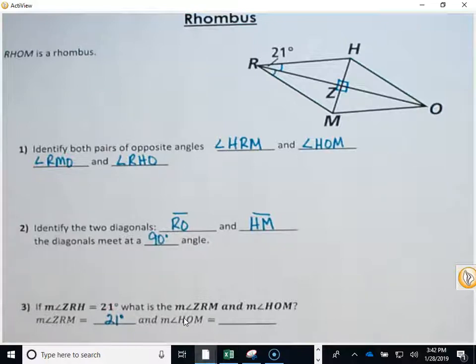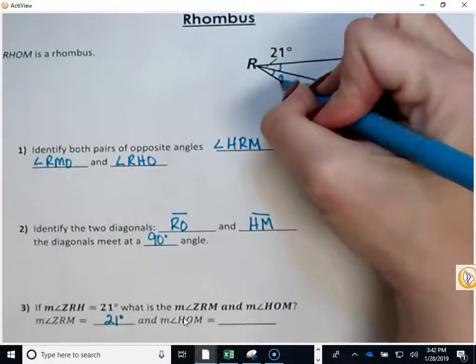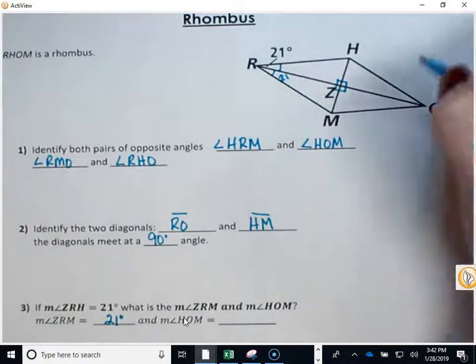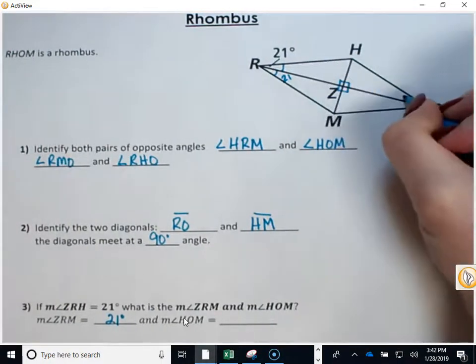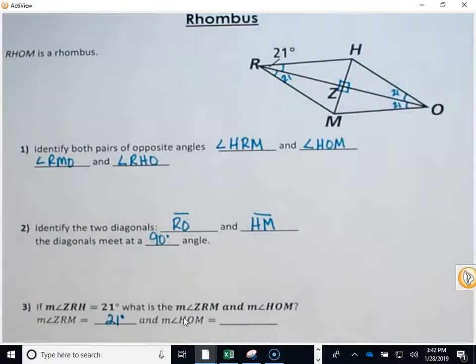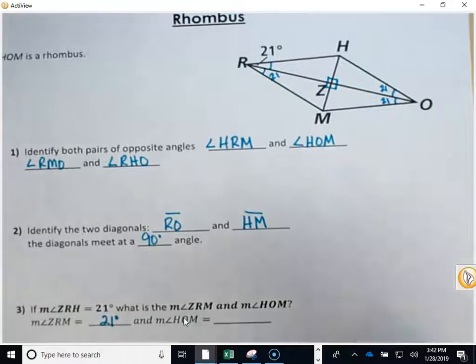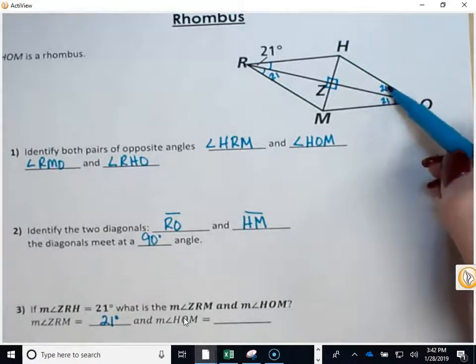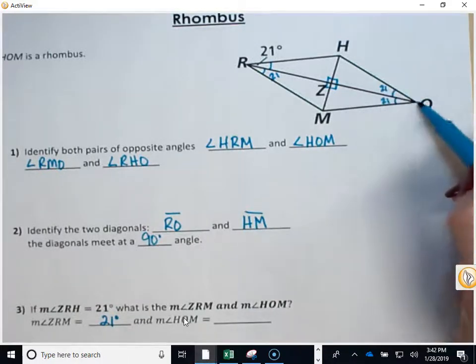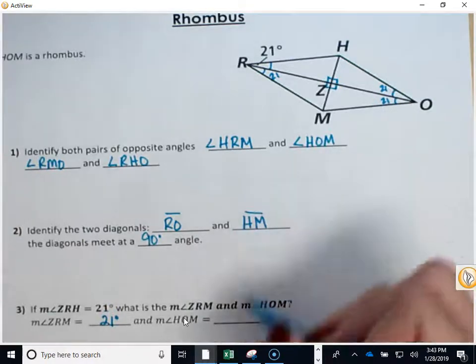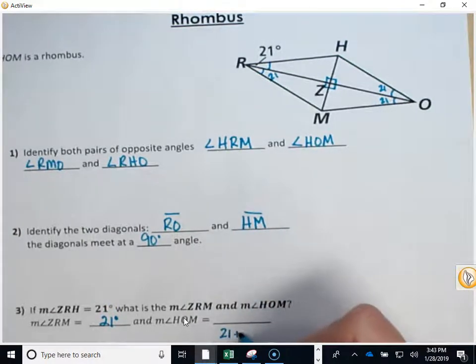And then angle HOM. Now, if this is 21 and this is 21, then across the way, these are also the same number of degrees, 21 and 21. So angle HOM is this big angle here. It's the combination of these two smaller ones. So that's going to be that 21 plus 21, giving us 42.